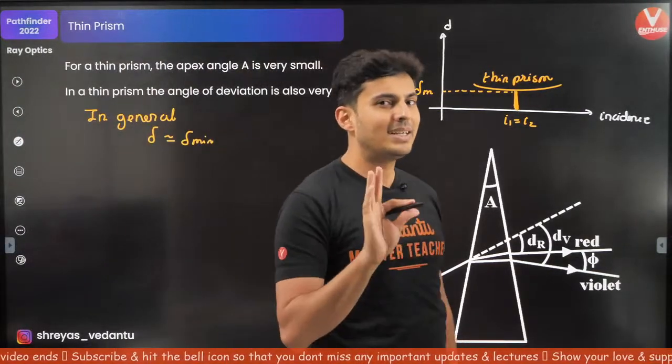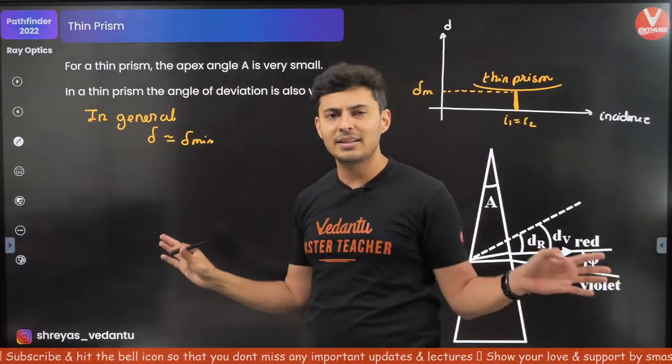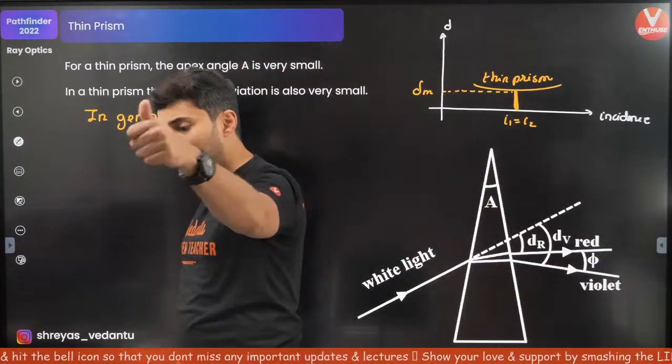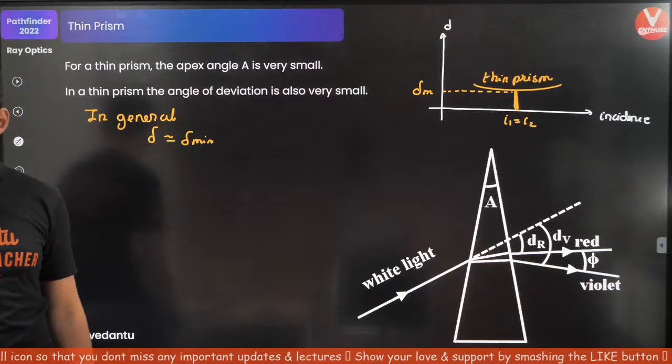There is no difference between delta at any different angle of incidence and delta minimum. Everybody agrees. Please put up a thumbs up in the chat box.